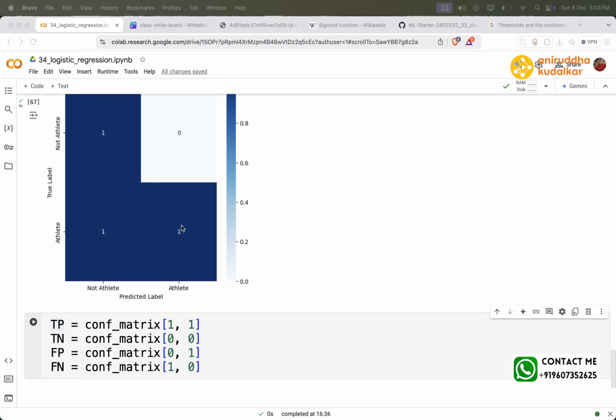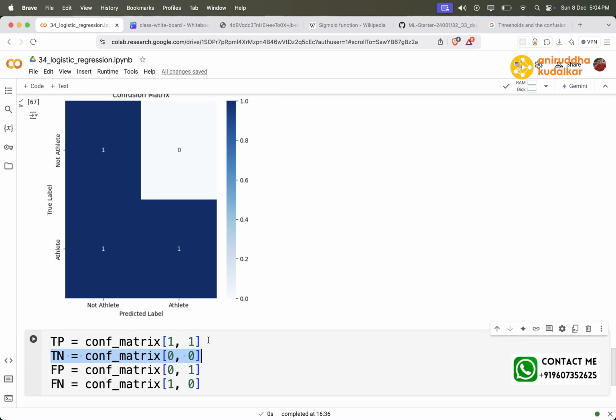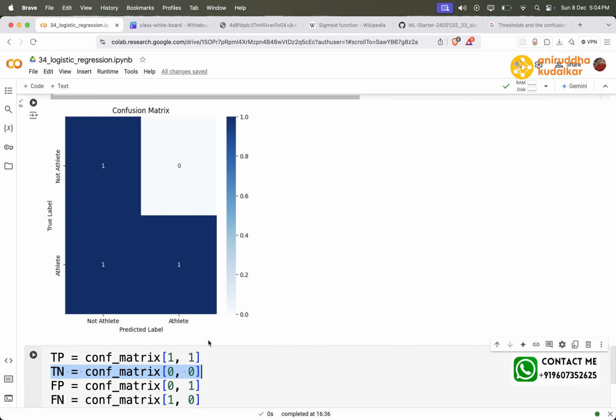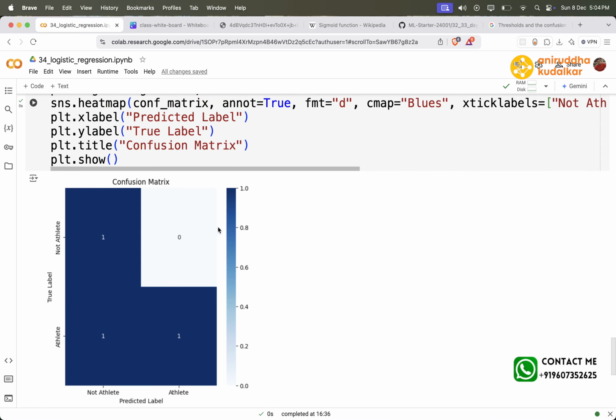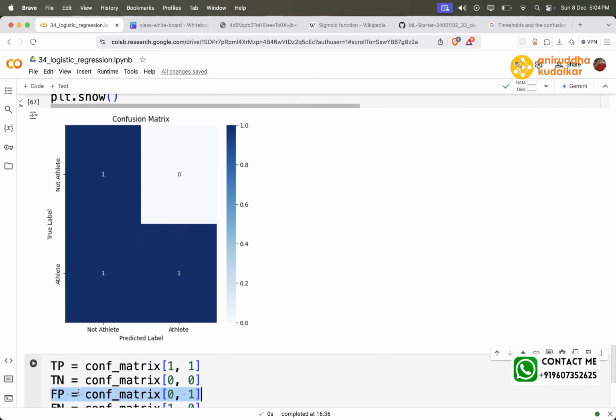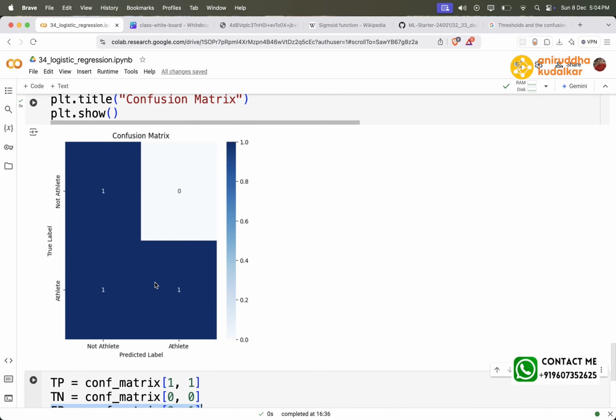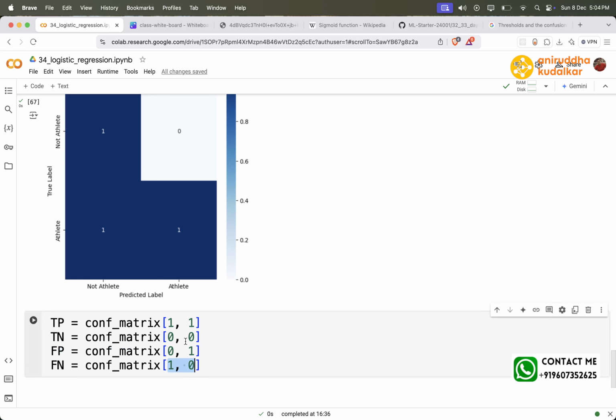Sorry, this one, 1 1. So this is the 0th row, this is the first row. So 1 1, this is the actual athlete. So true positive is the actual athlete. What is the true negative here? 0th row, 0th column, this thing. Predicted not and actual not. So this is a true negative. False positive, 0 1, the 0th row, first column. So 0 1 is a false positive. False negative, 1 0, this guy.